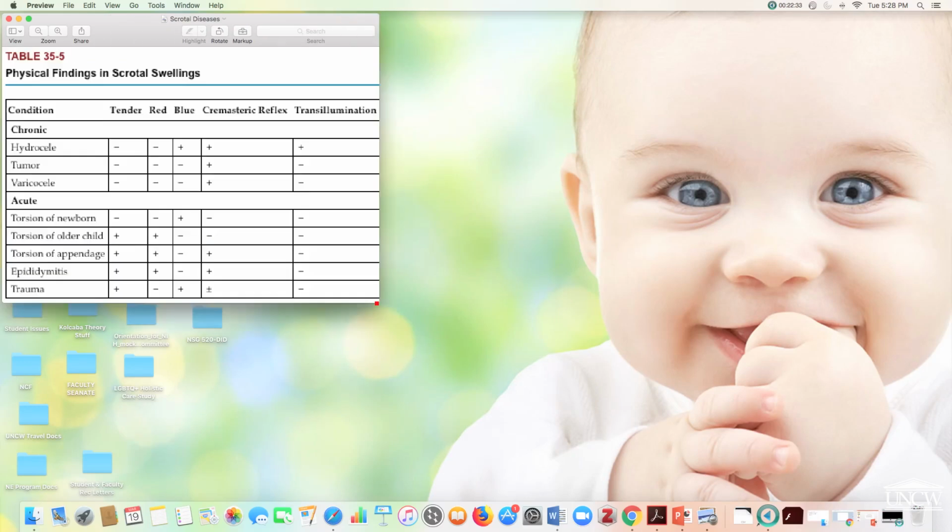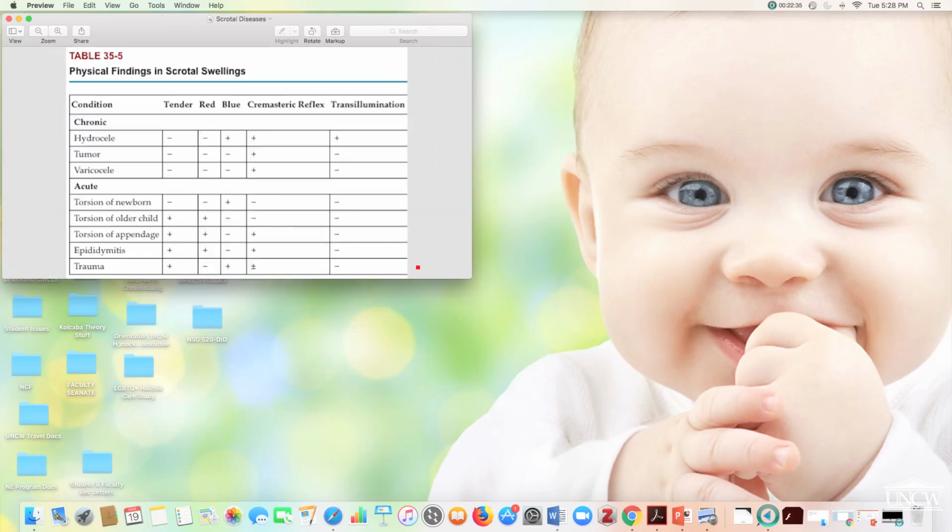All right, so I've got this really nice table that is in your Burns book. It's about scrotal swellings, okay? If you work in infants, you're going to see common scrotal swellings, and it's important for you to be able to identify the differences in them, when they are a problem, when they need to be referred, when you can watch them, at what age they should be referred. So let's talk just a little bit about that, okay?